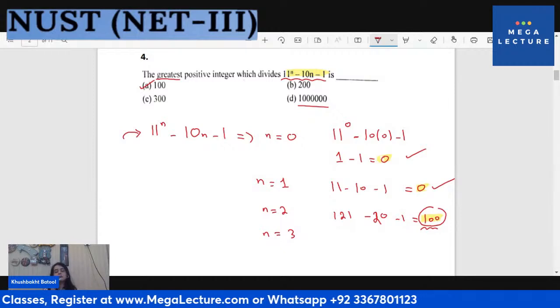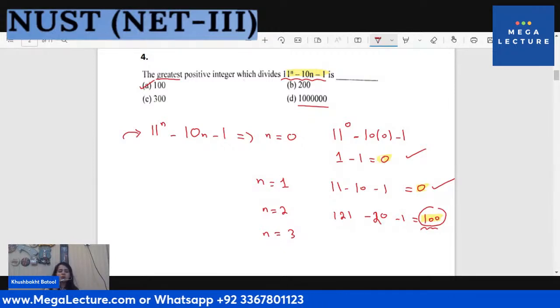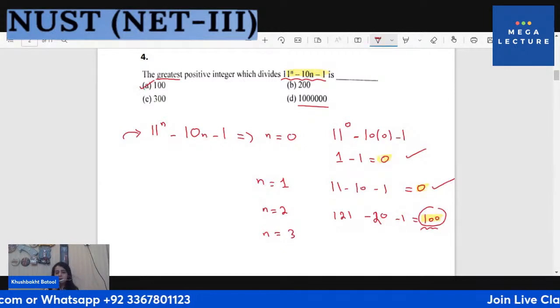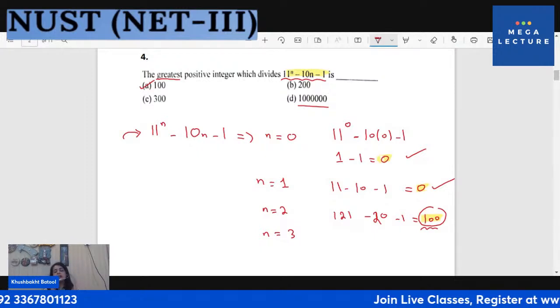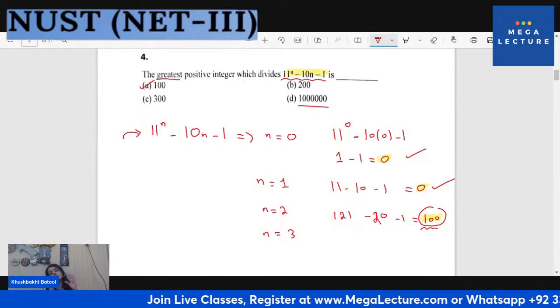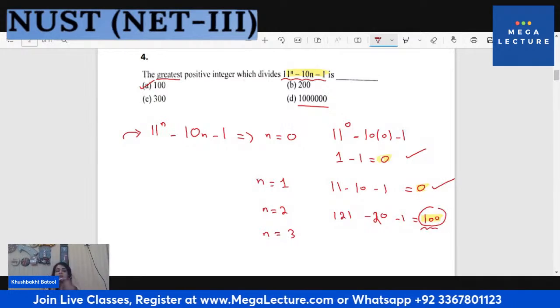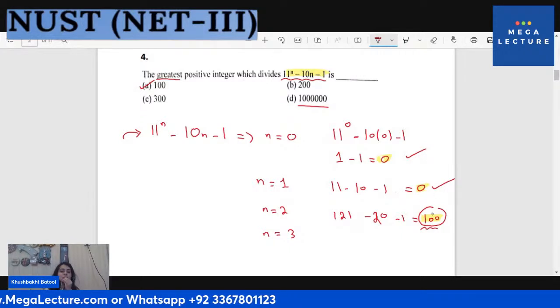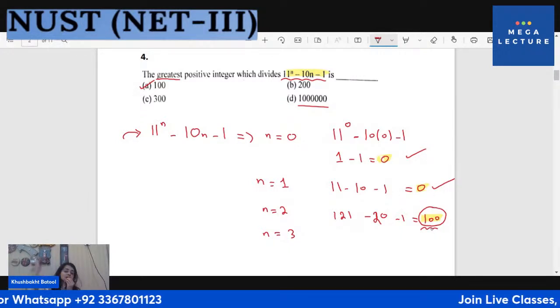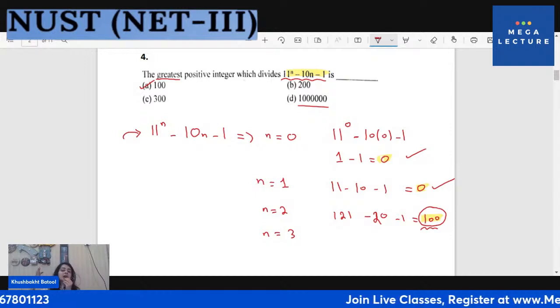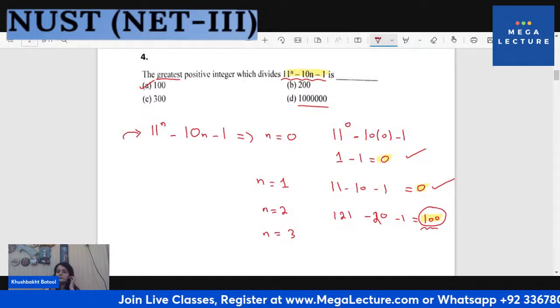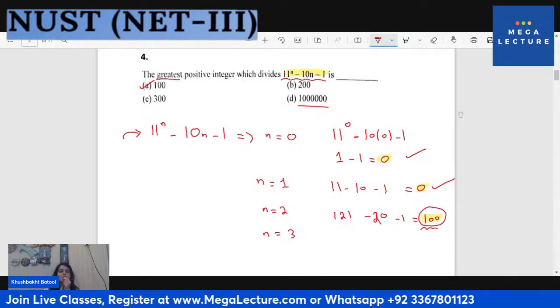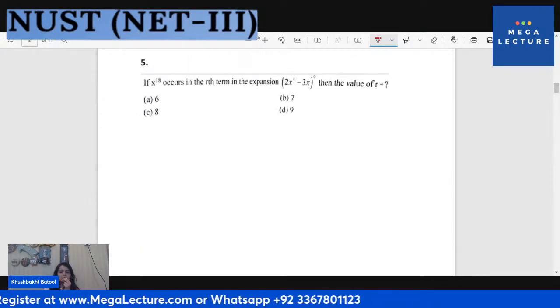The value of n could be any. It could be 0, it could be 1, 2, 3, 4, 5, 6, 7, it could be any value. You need to use one number, and that one number should be capable enough to divide all the possibilities. So it should be a small number. Although it says greatest positive, it should be a small number, because we would also be having numbers like 100. So I cannot say 200 would divide 100 fully. The remainder would not be 0 in that case, right? So the answer is going to be A in this case. All right, let's talk about the next one.